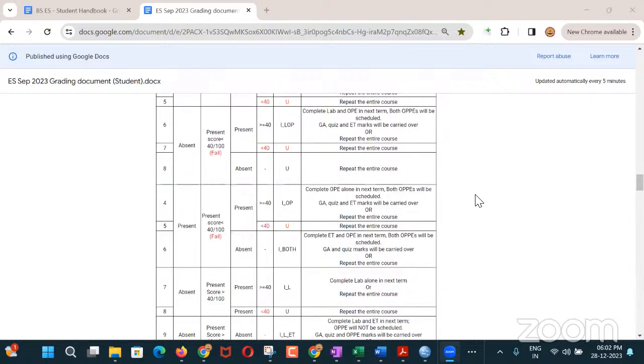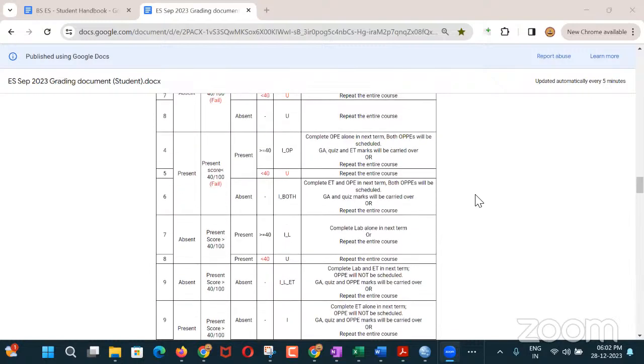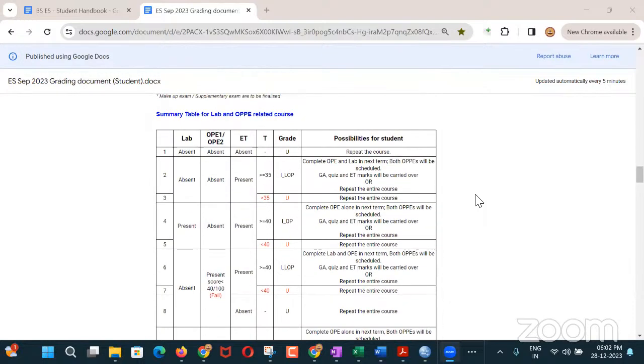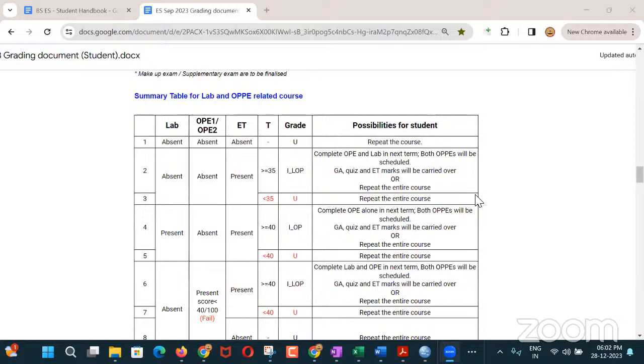This is a very elaborate table. It gives a clear picture of what's going to happen if you miss one of the components or if you fail in one of the components. There are basically three components: lab, OPP, and end-term. And there's another thing called total score. So that's what we are going to see today. I'm going to use this table as a base for our discussion. I have created a separate presentation so that it becomes easier than explaining using this grading document. It is the same replication of this, just in a different presentation. Just allow me to share that.